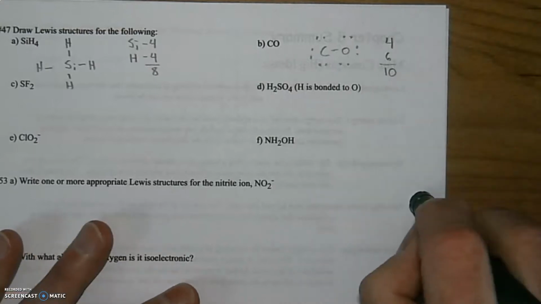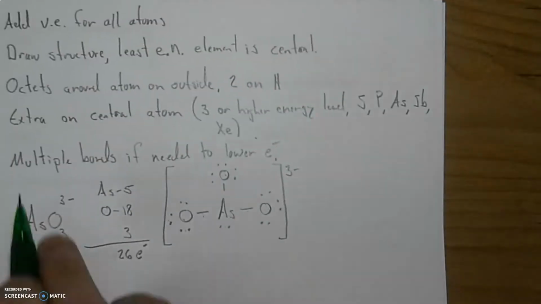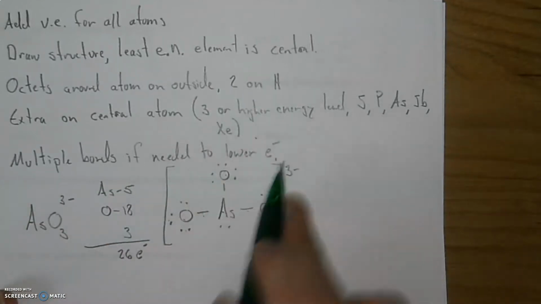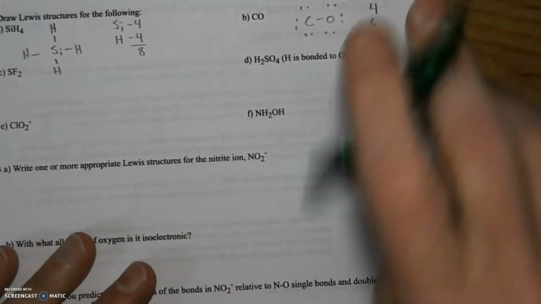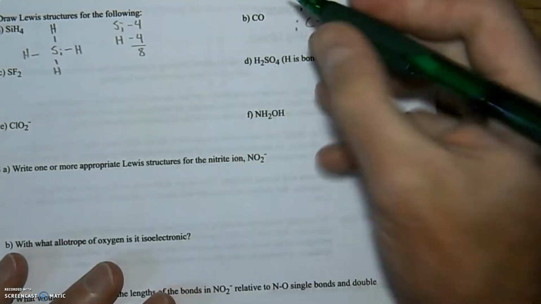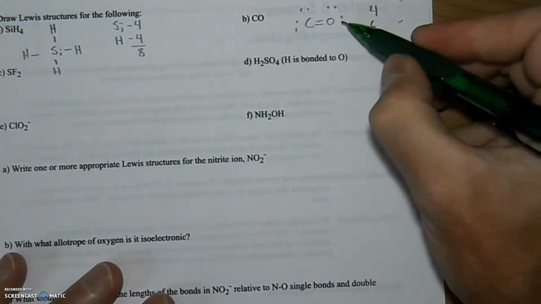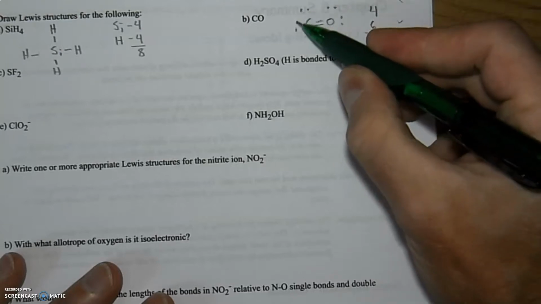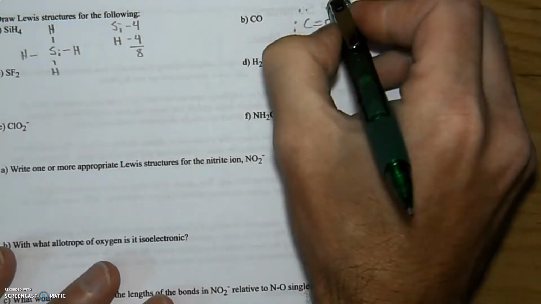Ugh, too many. So just like the rule we pointed out a second ago, multiple bonds if needed to lower the electrons. Okay? I don't know if that was visible or not. Multiple bonds are needed to lower the electrons. So I only can have 10, but apparently I'm sitting here with what was 14. I'll try again. 2, 4, 6, 8, 10, 12. Still too many. Let's get rid of these guys.